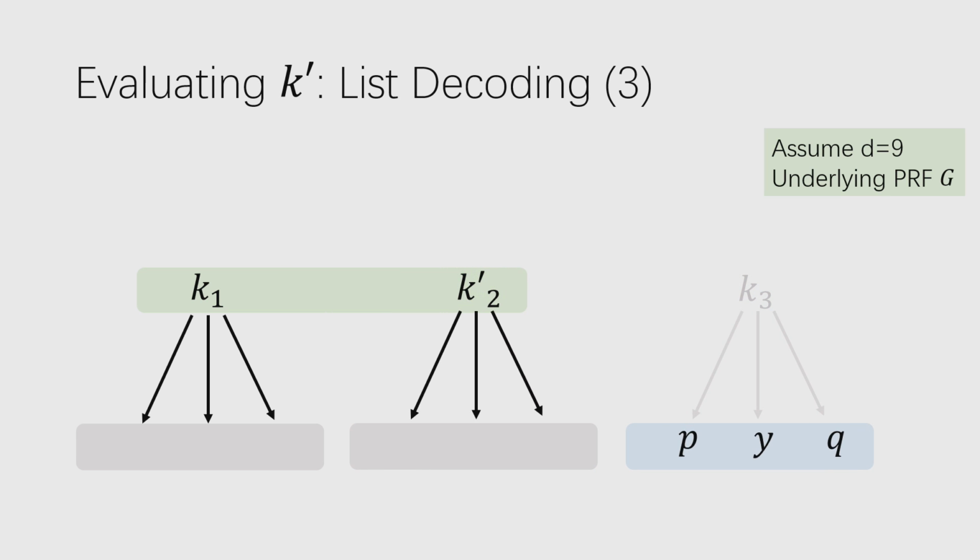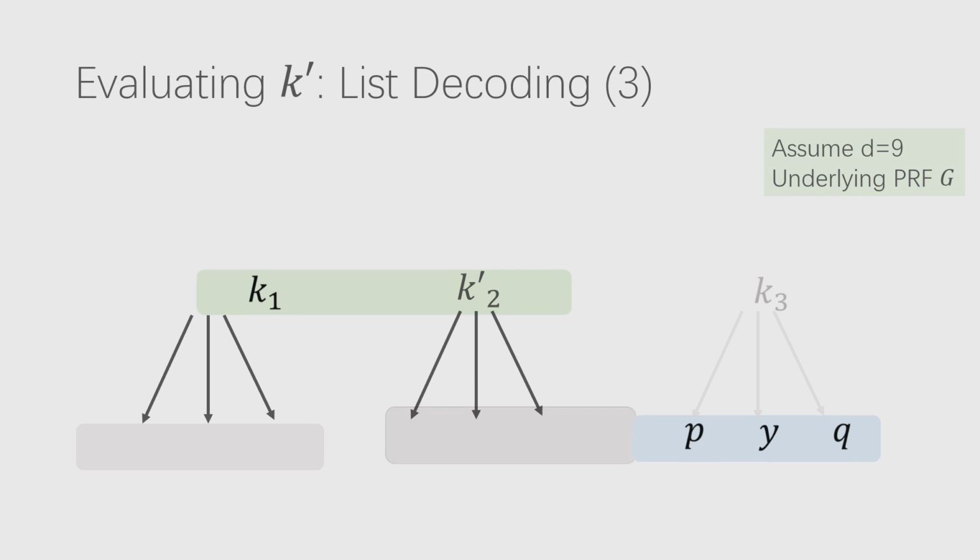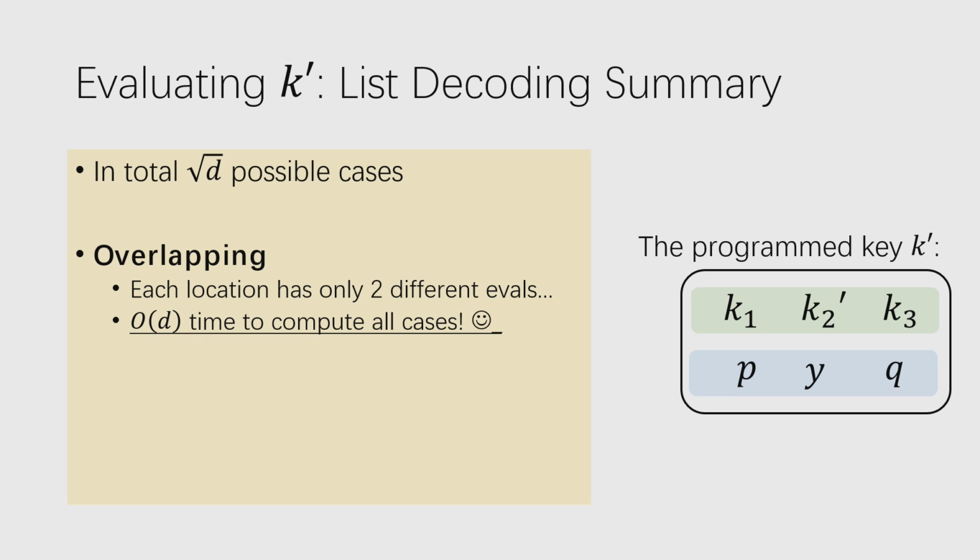So from the evaluator's perspective, it doesn't know which case is correct. In total, there are sqrt(D) possible cases, but from the key generator's perspective, it knows that one of them will be the correct one. So that's what we mean by list decoding.